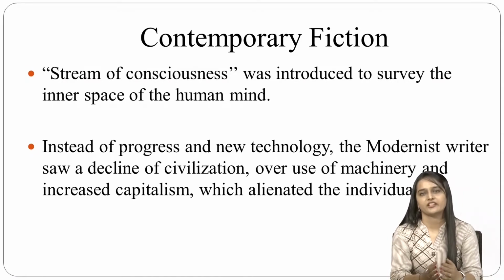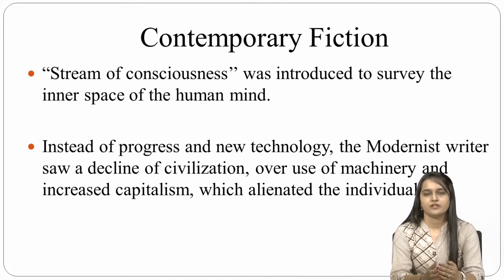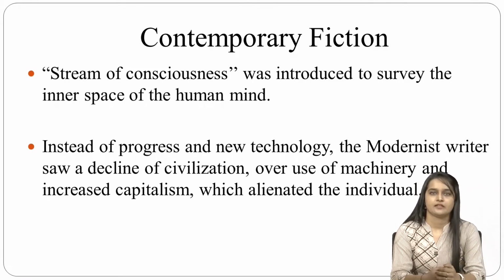Instead of progress and new technology, the modernist writer saw a decline of civilization over the use of machinery and increased capitalization, which alienated the individual. Whereas earlier, most literature had a clear beginning, middle, and end, or introduction, conflict, and resolution, the modernist story was often more of a stream of consciousness. Irony, satire, and comparisons were often employed to point out society's ills.